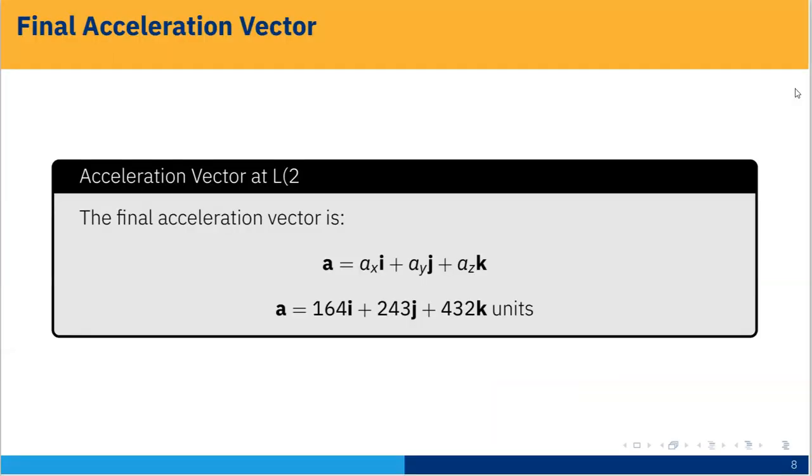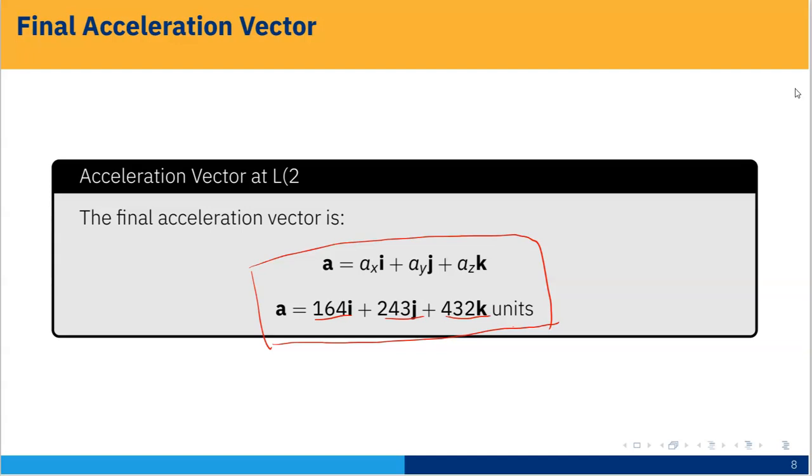So now the final acceleration vector will be a equal to ax i plus ay j plus az k. So ax is 164 i, ay is 243 j, and az is 432 k units. So this is the final acceleration vector.